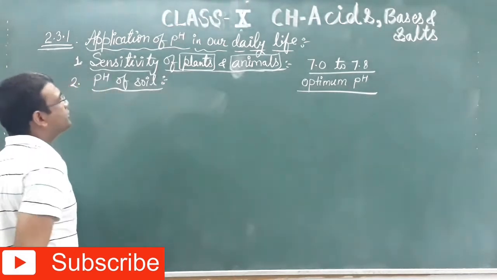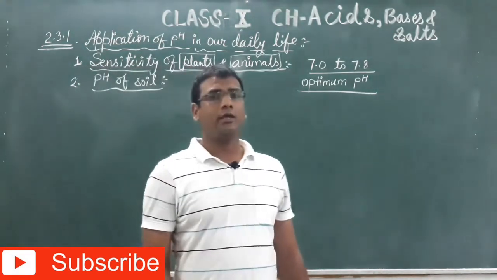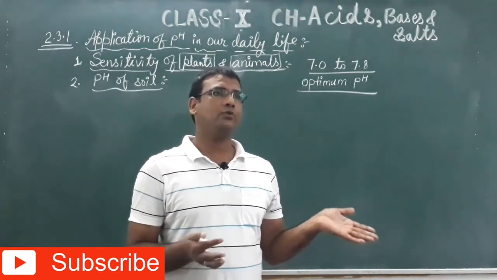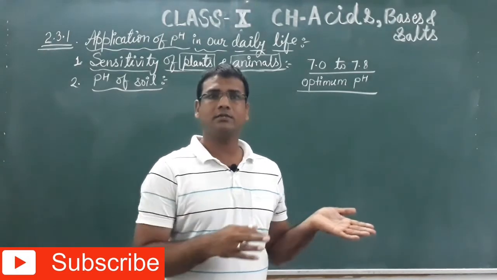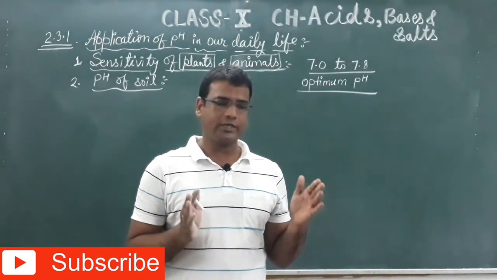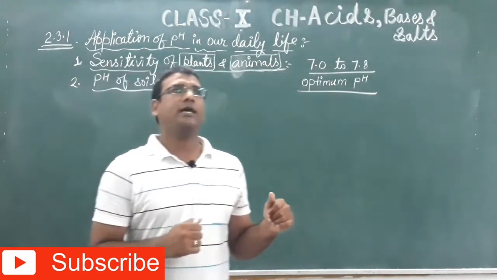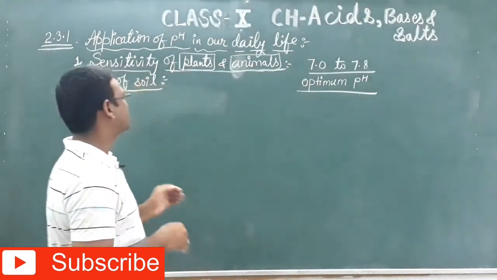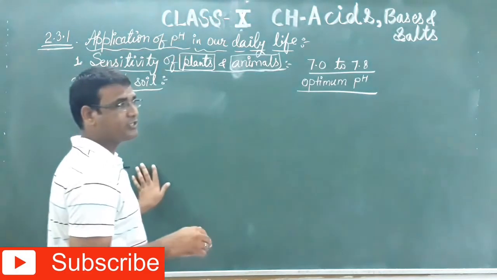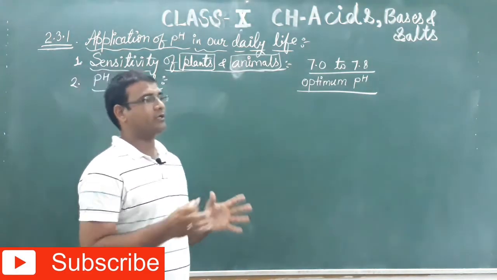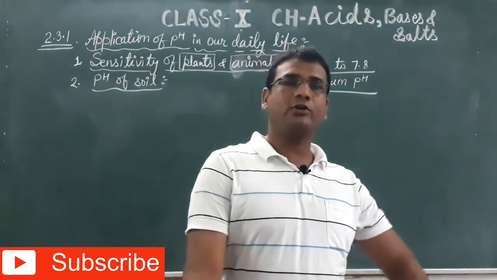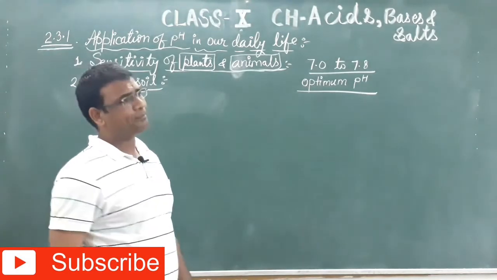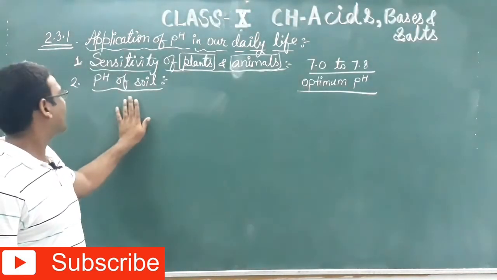In that condition, what is the solution? If a plant is growing in an adverse pH, say the pH is low, then the soil is acidic. To counteract the effect of that acid, we need to mix some substances which are basic in nature. So acid and base will react with each other, and then the effect of acid will be minimized. So this is the effect of pH on soil.